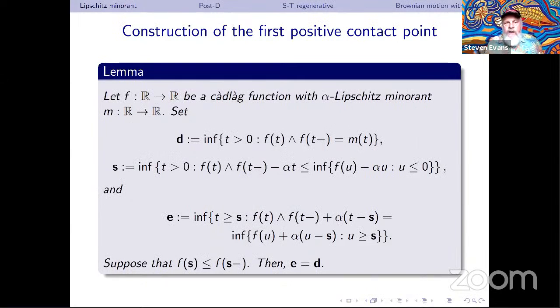And we want to have a nice recipe for constructing the first time after a given time that we're in the contact set. Of course, for a recipe for doing that, we might as well consider the first time after zero that we're in the contact set. So let's let D be the first time greater than zero such that we're in the contact set.